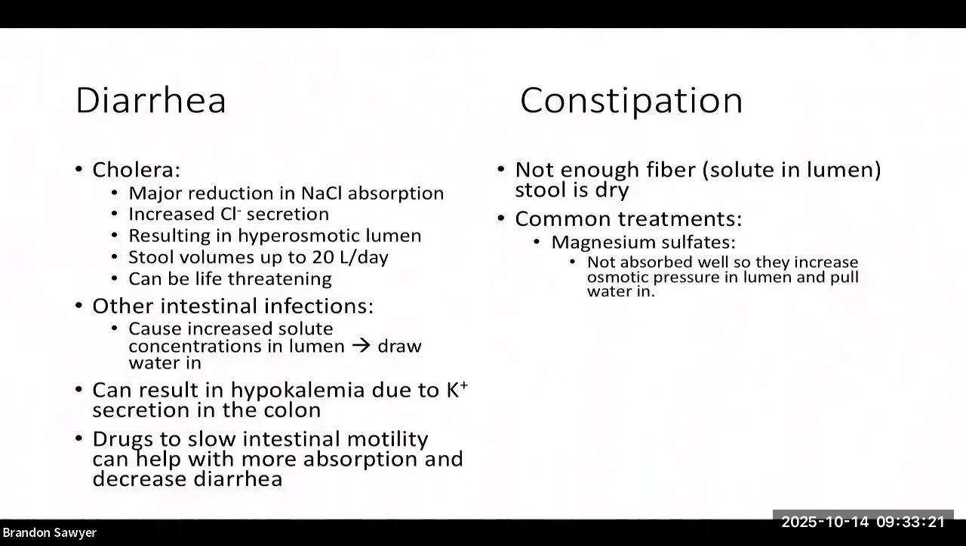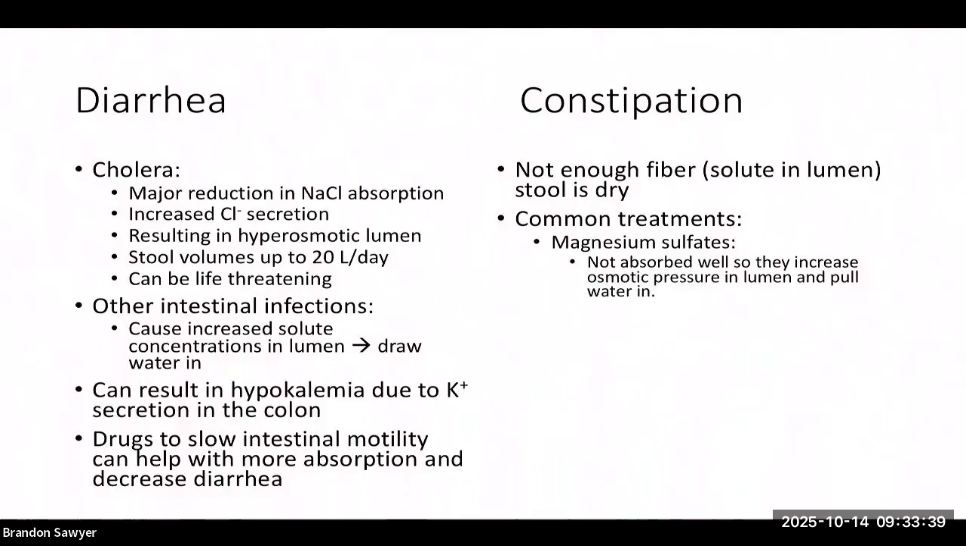And so when we think about diarrhea, we're thinking about things that lead to too much solute in the GI tract, right? If there's too much solute in the GI tract, that pulls fluid into the GI tract and makes too much water, makes it too loose, makes it move through too rapidly, right?